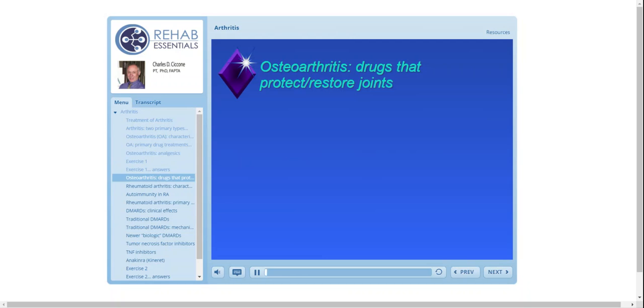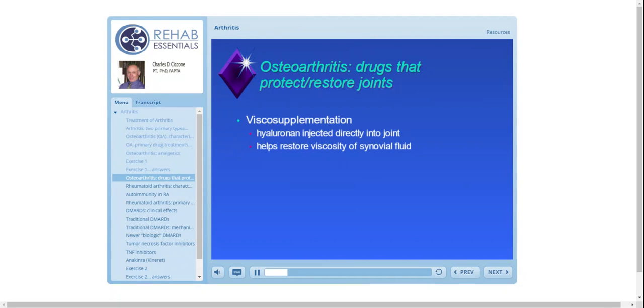We then look at some strategies that might be helpful in actually protecting the joint, or even restoring some of the function or some of the health of the joint tissues. Analgesics don't typically do that, especially the traditional NSAIDs and acetaminophen. But now we do have some ideas that we might actually help rebuild these joints to some extent, or at least protect them from further damage.